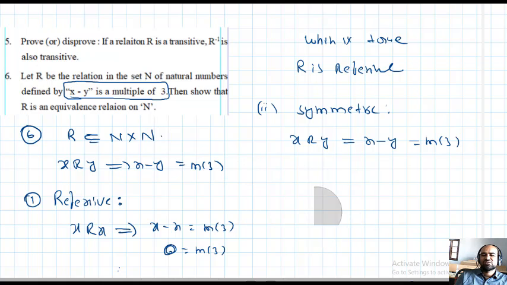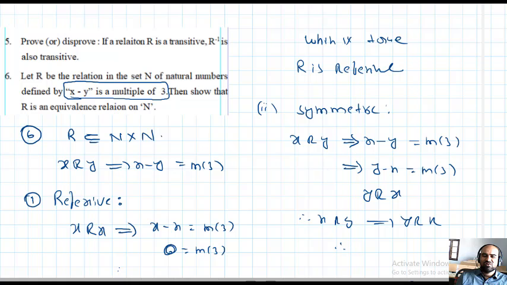That's why x related to y means x minus y is a multiple of 3, which implies y minus x is a multiple of 3. Correct only, no? So I can say y related to x. Means x related to y gives y related to x. Therefore R is symmetric.